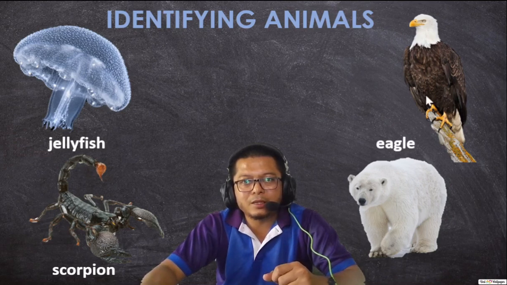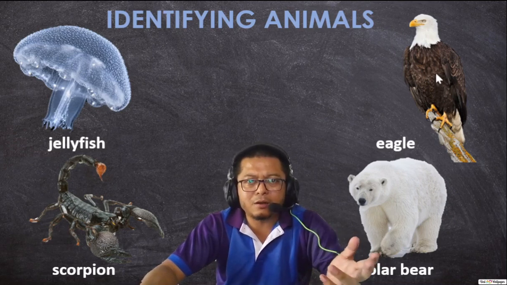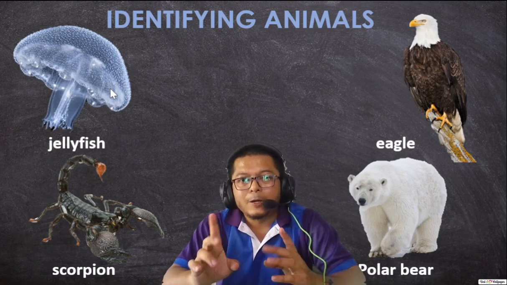eagle. This is an eagle. And polar bear. Now eagle is bigger. Hawk is smaller. It looks like a hawk, but this one is bigger. And jellyfish, one more fact about jellyfish.